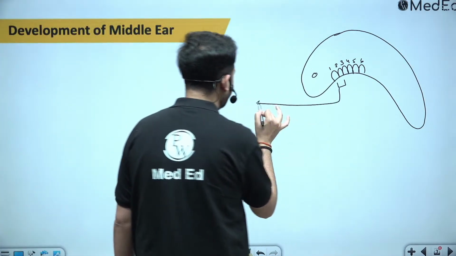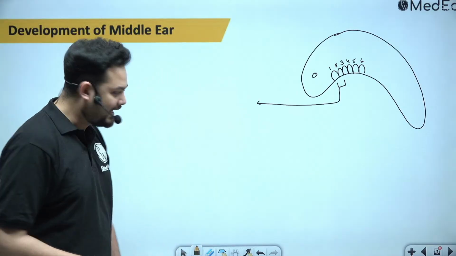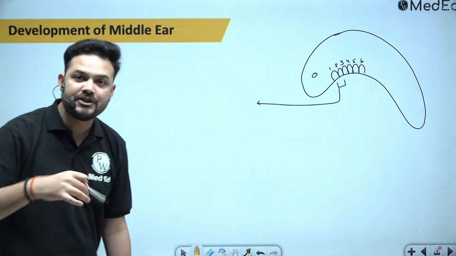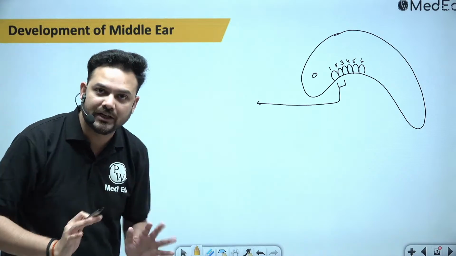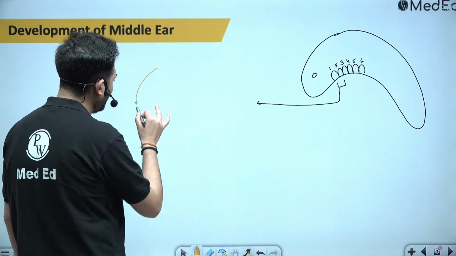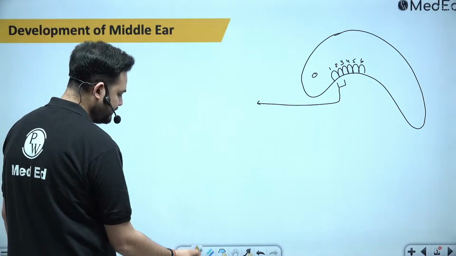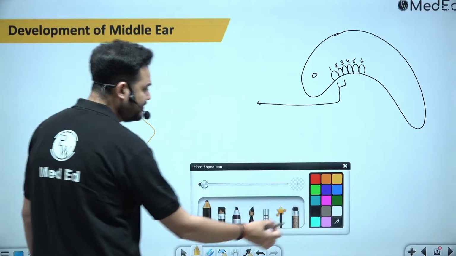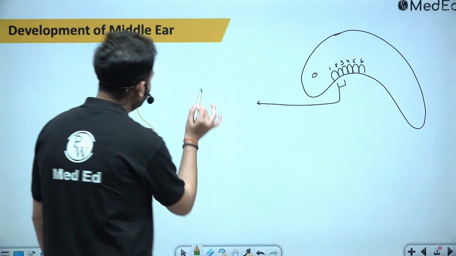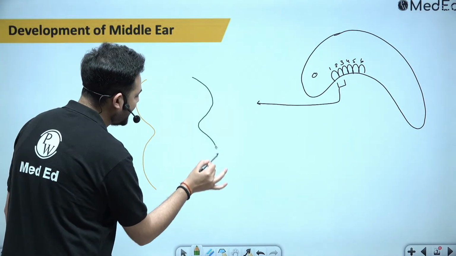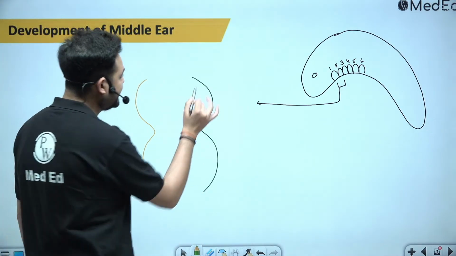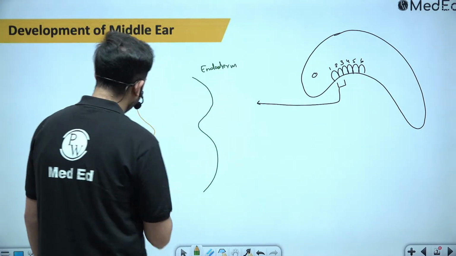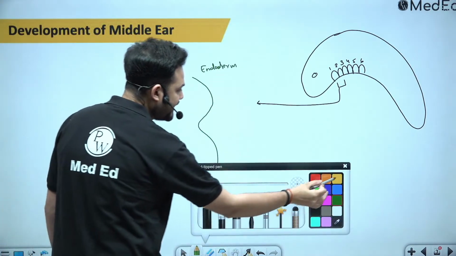So let me just take out this first and second arch, and let me put it over here. Now you know there are 3 linings of a pharyngeal arch. The outermost is called the ectoderm. So this lining is of the ectoderm. Then comes the inner lining, which is by the endoderm. So this is endoderm, whichever is green. This is ectoderm, whichever is blue.